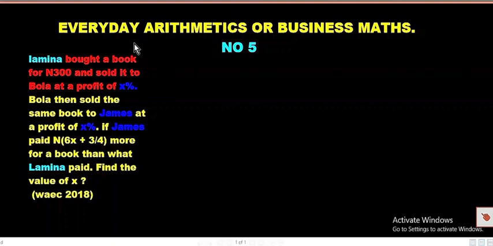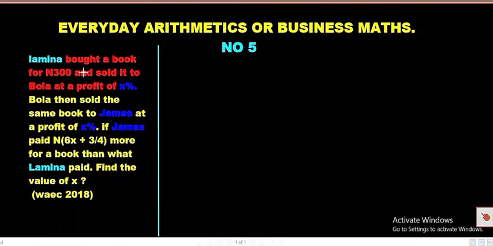past questions. The question reads: Lamina bought a book for 300 and sold it to Bola at a profit of x%. Bola then sold the same book to James at a profit of x%. If James paid (6x + 3)/4 more for the book than what Lamina paid, find the value of x. If you look at this, it's very mental drilling, but we are going to take one step at a time and then we arrive at our solution. Don't bother yourself about the whole talk and everything, but let me start with this simple illustration.